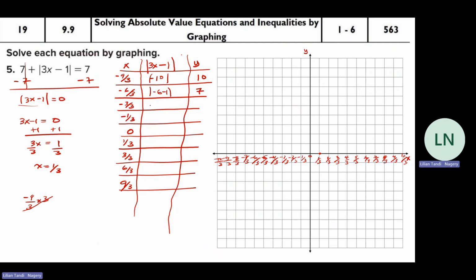I will get negative 3 minus 1, which is negative 4. So this should be 4. So they're going down by 3s. I will get here negative 3.